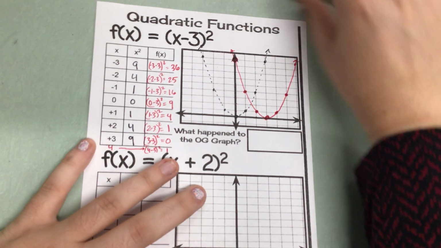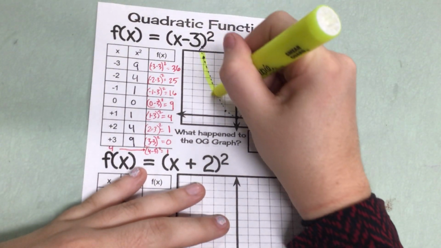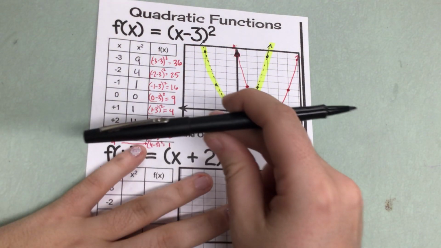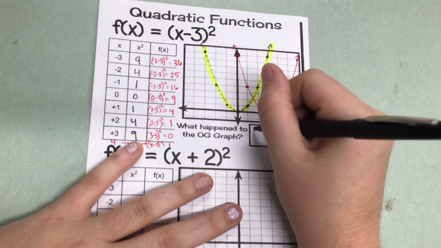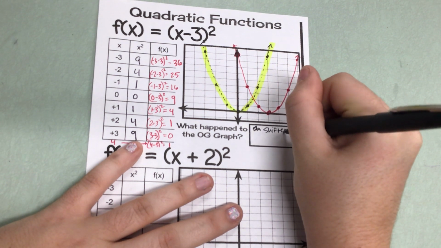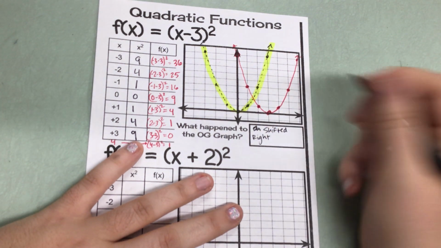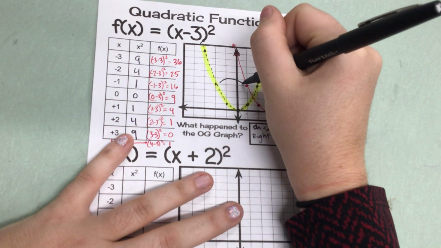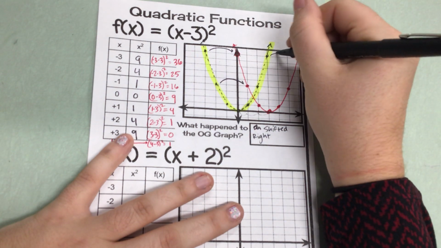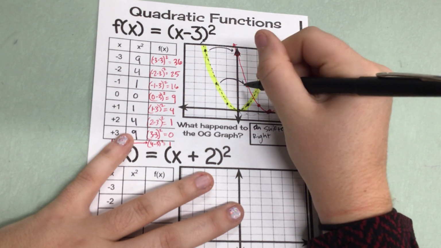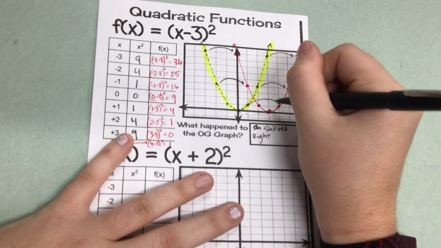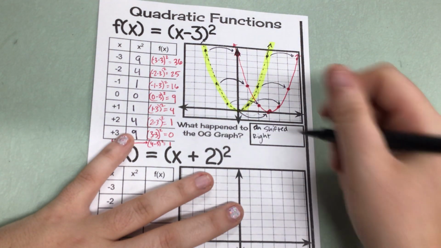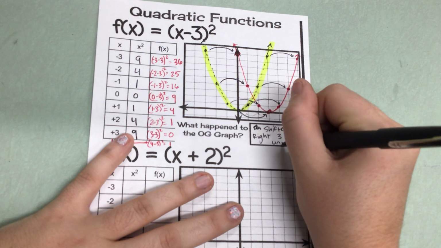All right, take a look at your graphs. How did the parent function change position? It looks like it moved to the right. How many units? 1, 2, 3. So all of our points from here to here, here to here, they all shifted the same amount to the right. So this one would be shifted right 3 units.